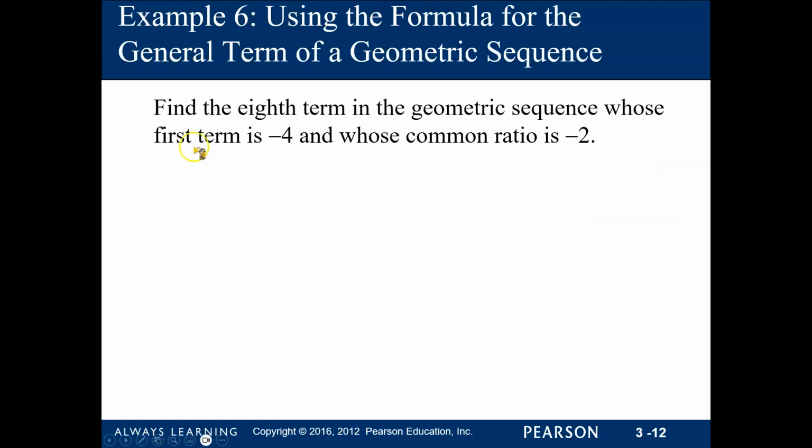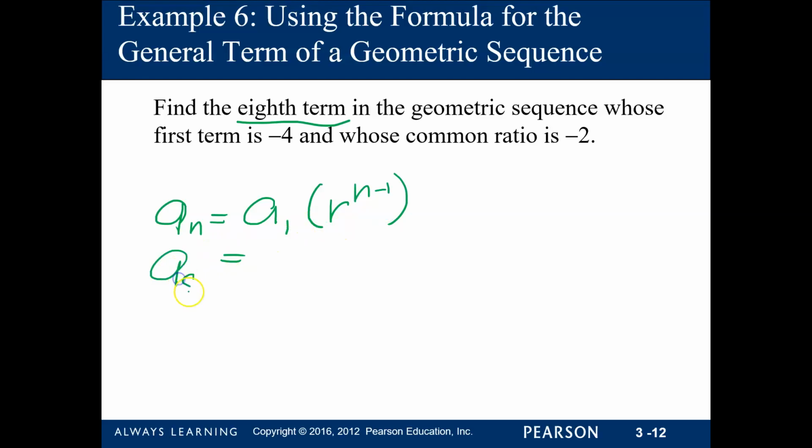So let's have an example here. We need to find the 8th term. So, a sub n is equal to a sub 1 times r raised to n minus 1. Okay, that's that. We are looking for the 8th term. Do we have a first term? First term is negative 4. And then we need our common ratio, which is negative 2. That needs to be raised to what? N minus 1, it's going to be 8 minus 1.